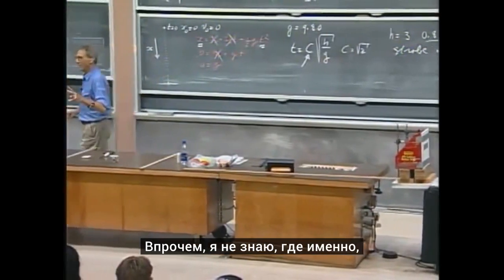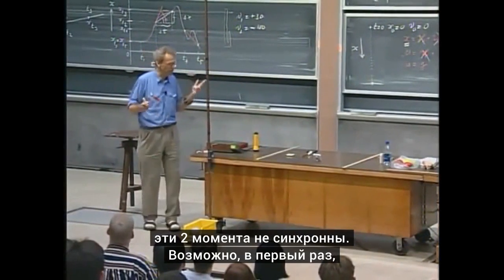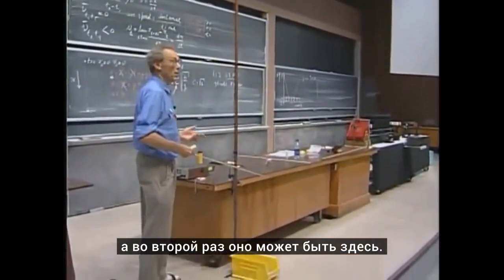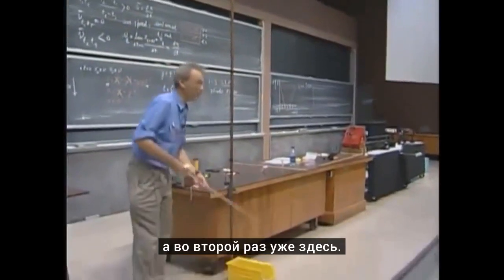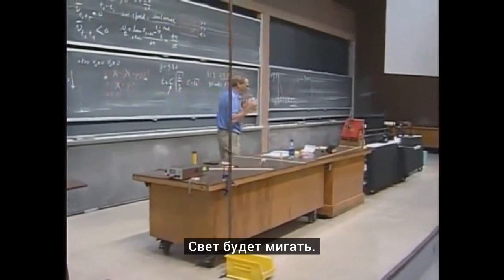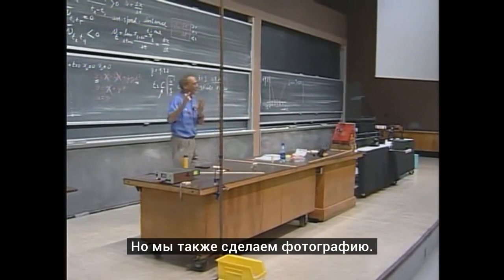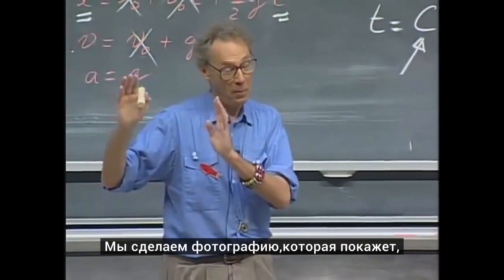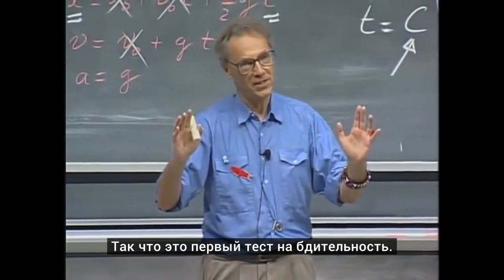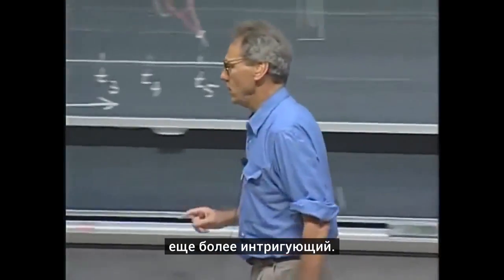I don't know where it is, though, because when we strobe it and when I let the apple go, the two are not synchronized. So maybe the first time that the light blinks, it may be here, and the second time it may be here. But it's also possible that the first time it's here and the second time is there. And so the first thing I want to do is to test your alertness. We will blink. You will tell me where you see them, but we will take a picture which will show us exactly where those 2 balls were. So that's the first alertness test. So get ready for this, and then we will do a second one, which is even more intriguing.